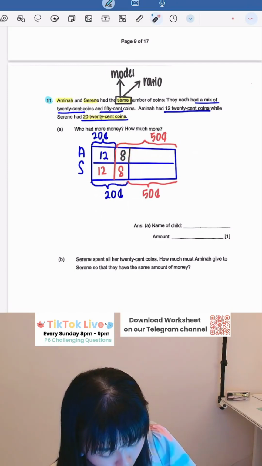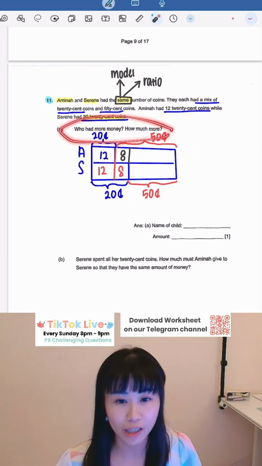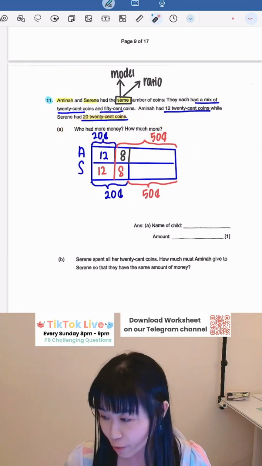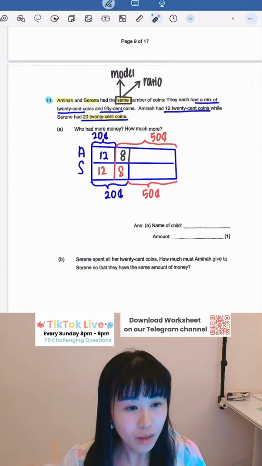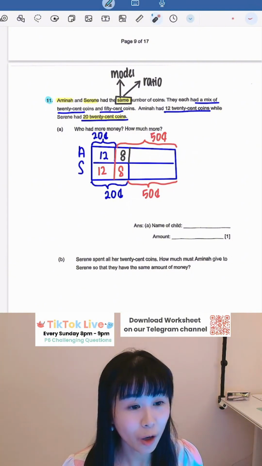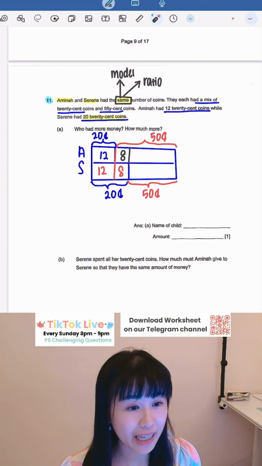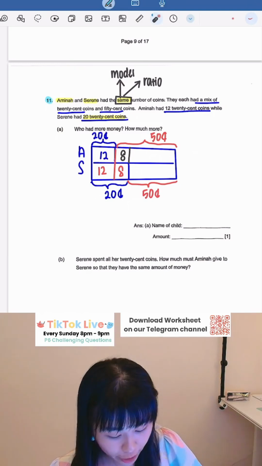Okay, who had more money? How much more? Who can tell me this one? I think y'all can do this better now because we already did a similar question just now. Who had more money? How much more? Mika says Amina. Little Bob says Amina. Amina, very good. Why is it Amina?